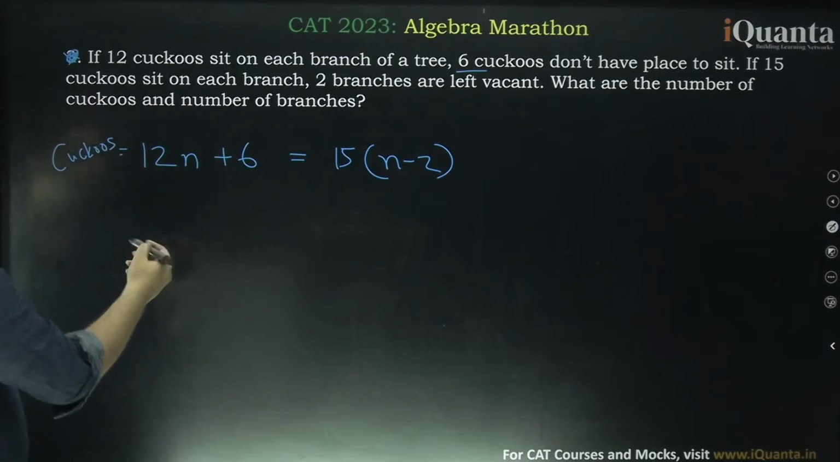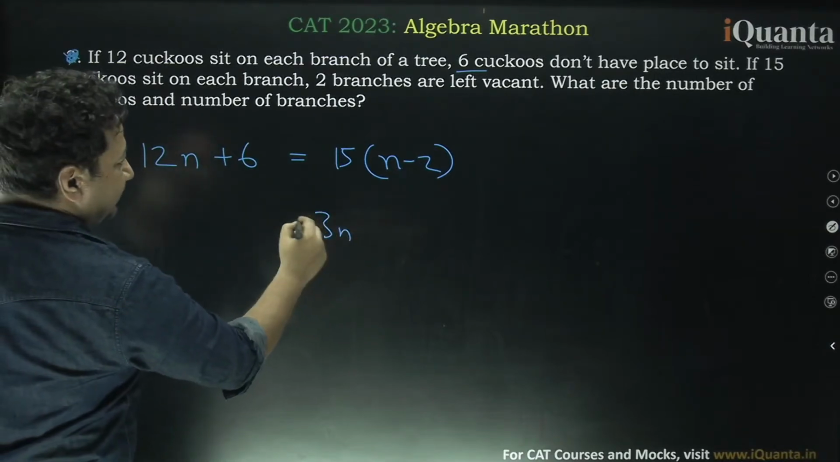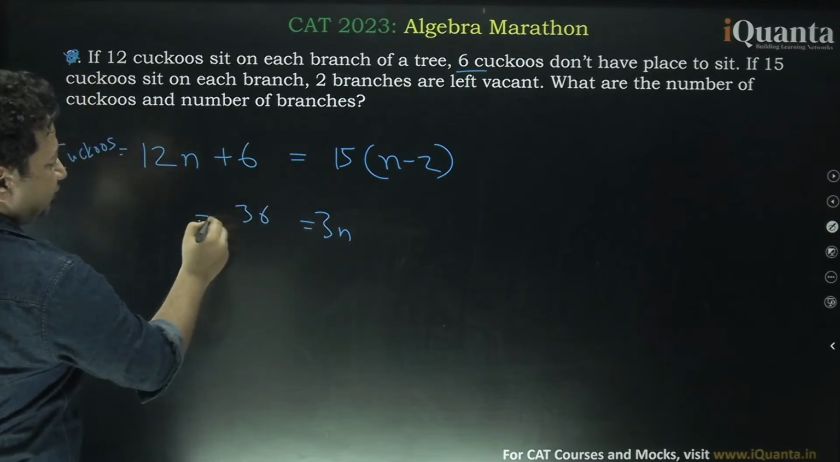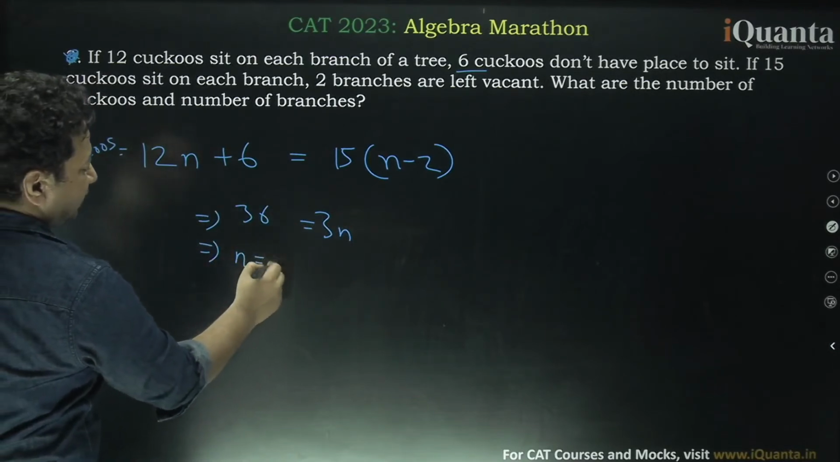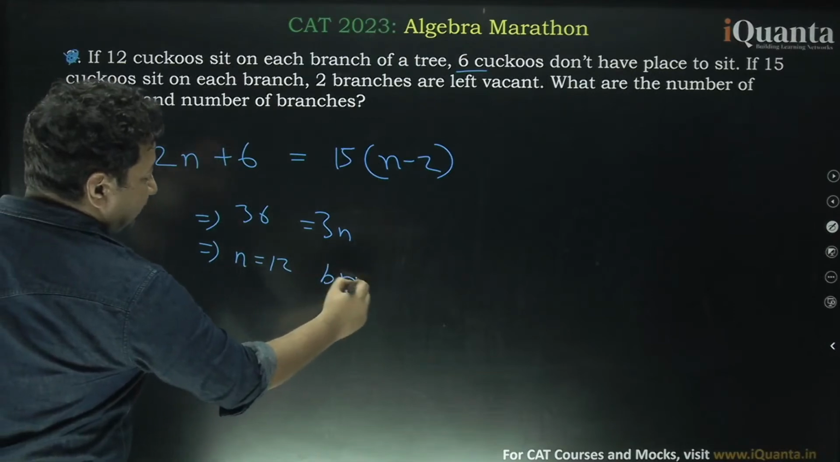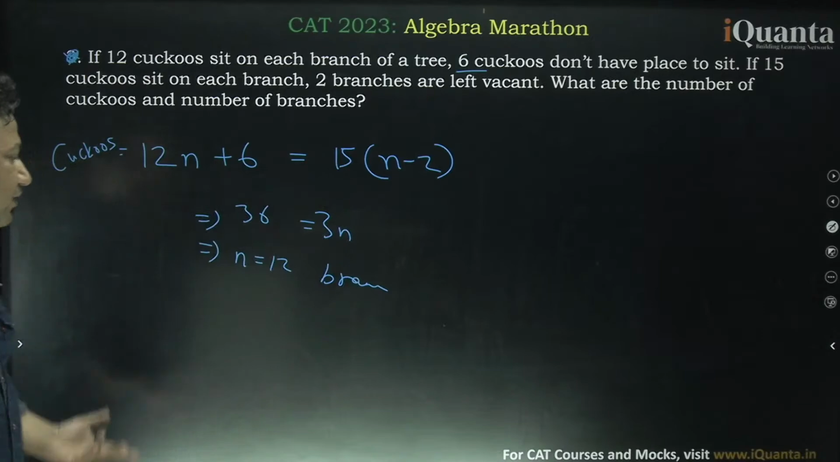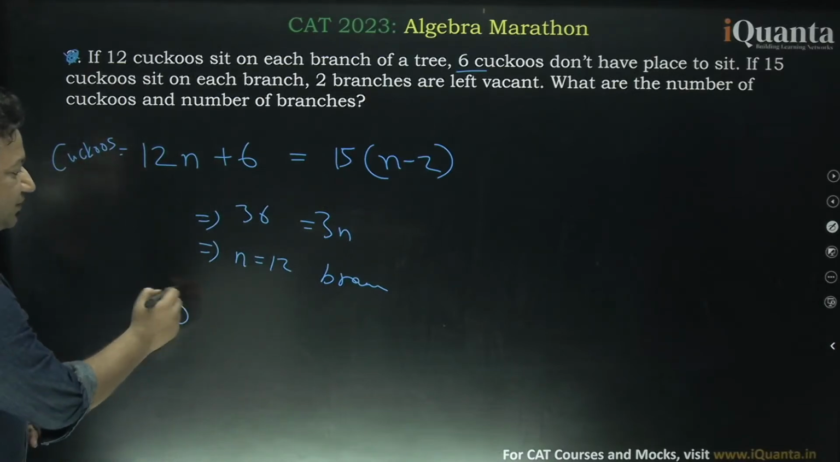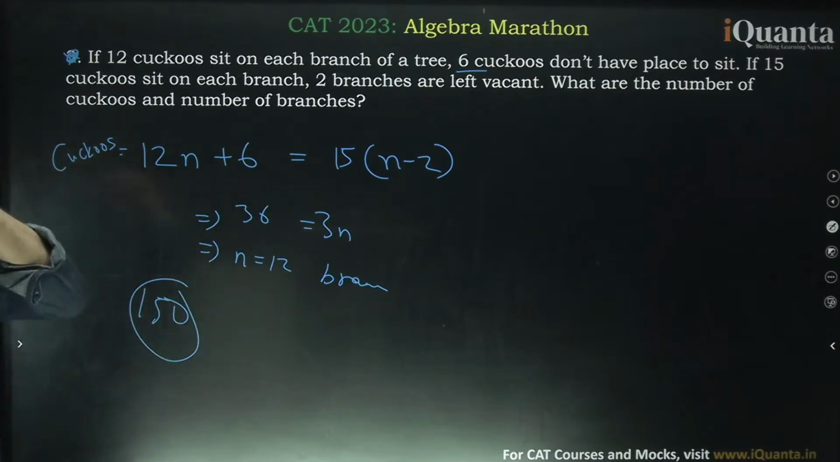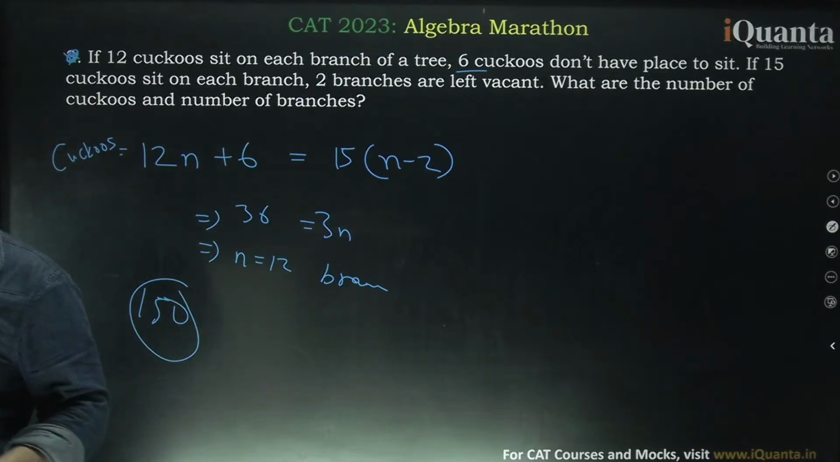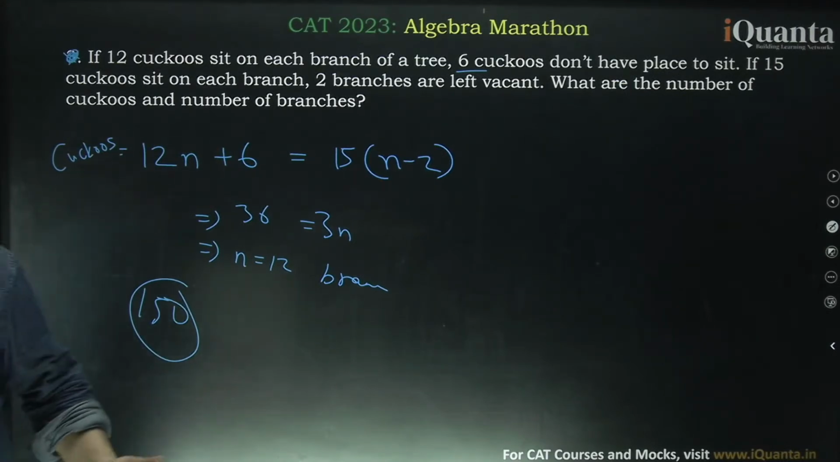Let's solve it. So 3n will be equal to 36, which means n is equal to 12. We have 12 branches in total. 12 branches, and to find number of cuckoos, you can put 12 either here or there. You will get 150 cuckoos in total. So it will be 12 and 150. This was an easy question, and I think all of you have got it correct. Right? Great. The concept is nothing but just how to solve a linear equation.